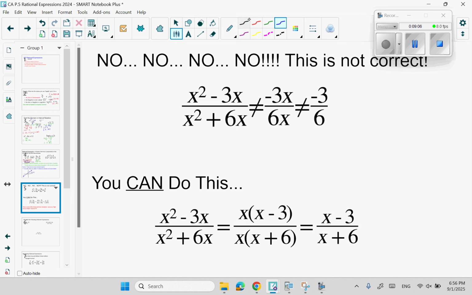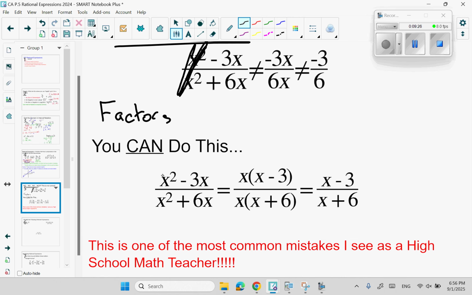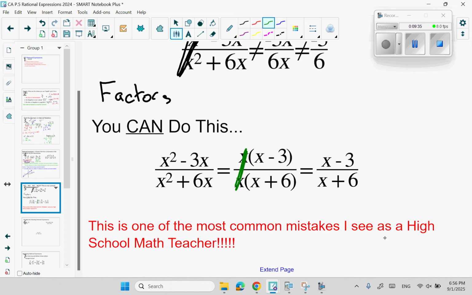One thing with division is please, please, please do not do this. Not allowed. You can only cross out factors. Factors being the product of multiplication. This is a sum of different terms, with addition and subtraction. You cannot do that. Here, if I factor everything out though, now these are being multiplied. Now I can do that. And as you can see, I was a little annoyed when I wrote this slide.